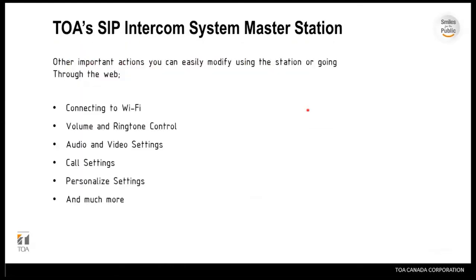Other important actions you can easily modify using the station or going through the web browser, as we just looked at: connecting the Wi-Fi, your volumes, ring tone control, audio and video settings, so audio control, resolutions, that type of thing, call settings and routing, personal settings, and there's a lot more that you can do within that master as well.